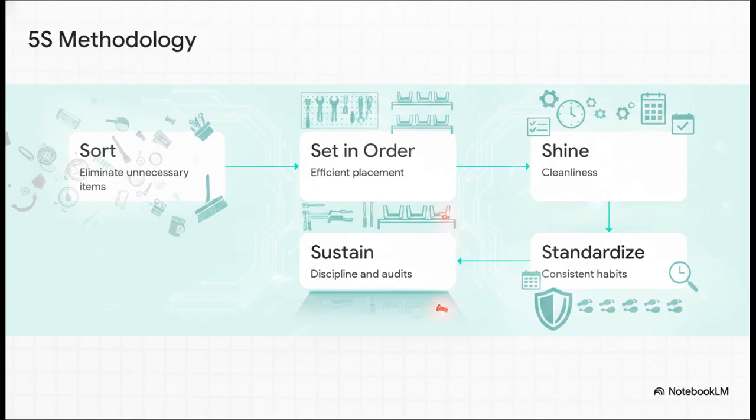Step 3 is shine. Keep the workplace meticulously clean so that any abnormalities instantly stand out. Step 4 is standardize. Turn these practices into consistent, daily habits. And Step 5, which is definitely the hardest one, is sustain, using discipline and regular audits to ensure the standard doesn't slowly slip over time.